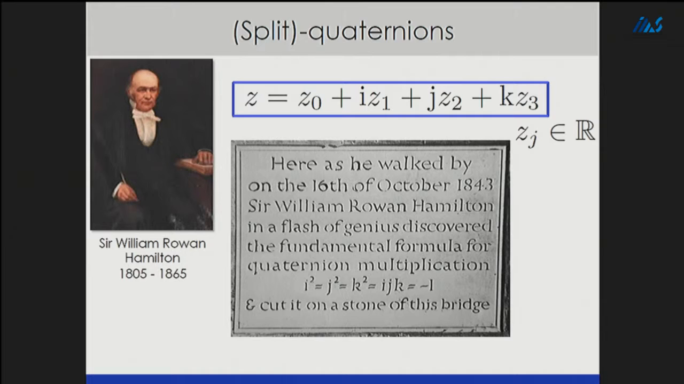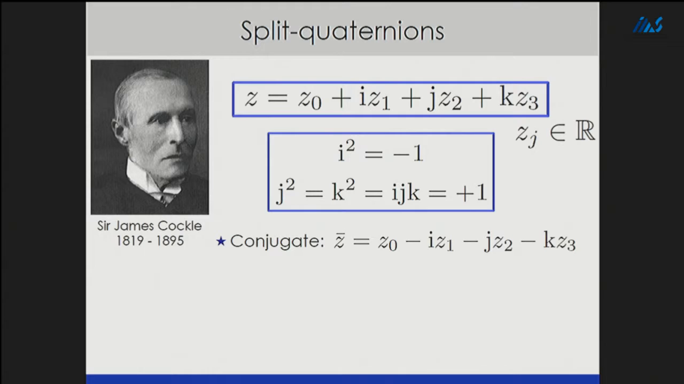Of course, we all know the actual quaternions that Hamilton introduced, where you have a number with four components, and you have this i, j, and k that fulfill the famous relation i squared, j squared, k squared is minus 1, equals ijk, and they have their famous commutation relation, which we all know very well from the Pauli matrices, which are a representation of them. Quickly after Hamilton introduced his quaternions, Sir James Cockle, who looks a bit angry here, introduced his split quaternions.